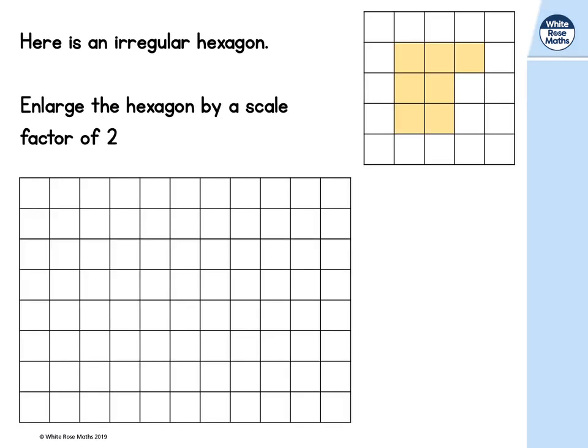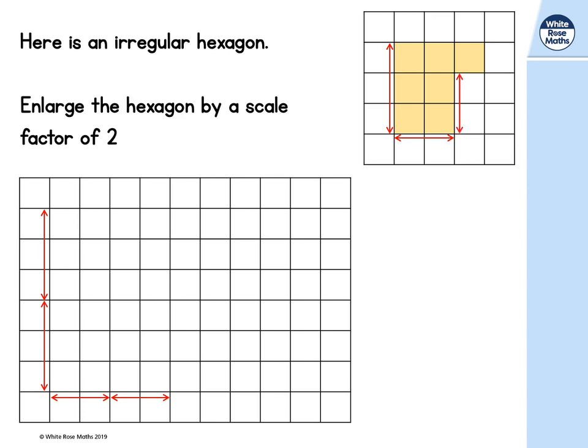Here is an irregular hexagon, a 6-sided shape. We're asked to enlarge the hexagon by a scale factor of 2. So we want to increase each side length by twice as much. Let's take this length. We can see currently it is 3. Well, for a scale factor of 2, it needs to be twice as long. Let's work our way around. Let's look at the next side length. Well, currently it is 2, so to make it twice as long, it needs to be 4.